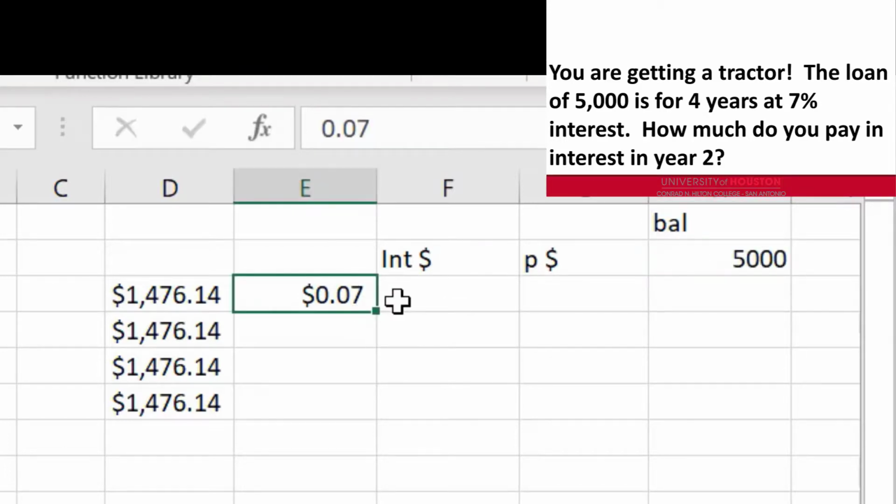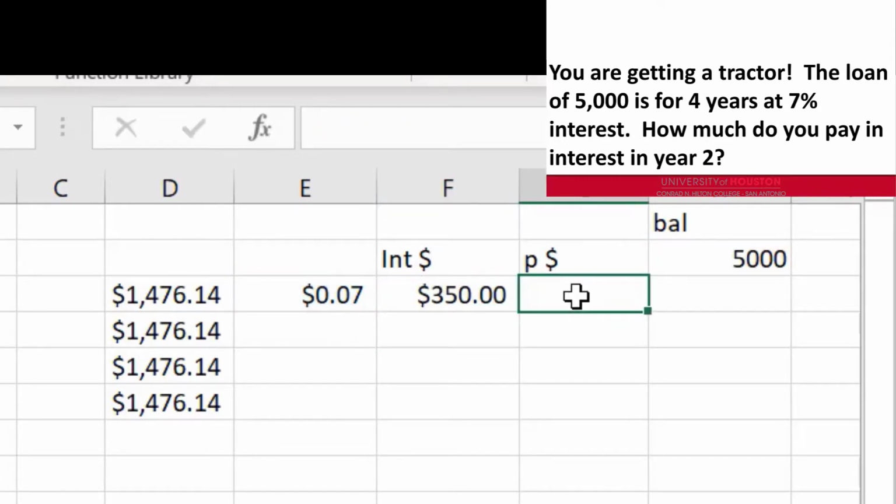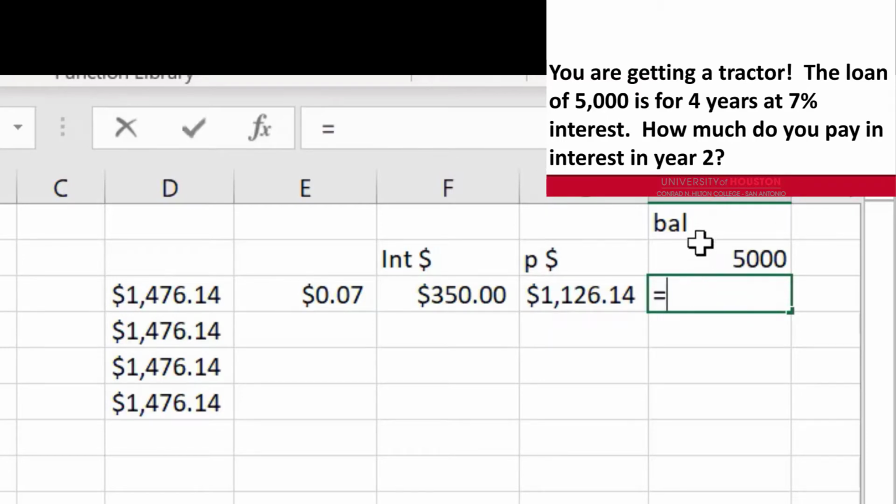We owe 7% interest in the first year on whatever we owe, which happens to be $5,000. So 7% times 5,000 equals $350. Because our payment exceeds $350, there's money left over to lower the balance. So we take our payment, subtract out the portion that's going to interest, and we get $1,126.14. That excess of the interest that's owed can be used to reduce our balance. $5,000 minus the amount that can go to principal gives us a new balance of $3,873.86.